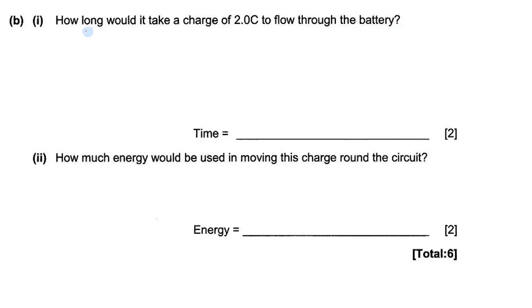So when they say how long is time? It's important to know this language here. For you to know time, you are given charge, and you are told how long it would take a charge of 2.0 to flow through the current. They have asked you time, and they have also given you charge. Another thing you have calculated already is current. Then you look for a formula which connects these three.